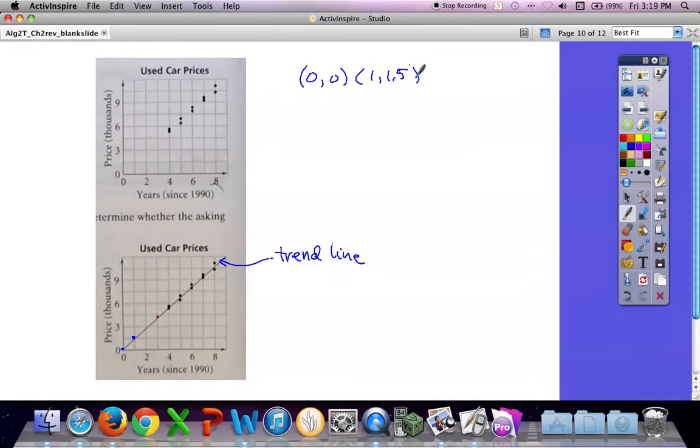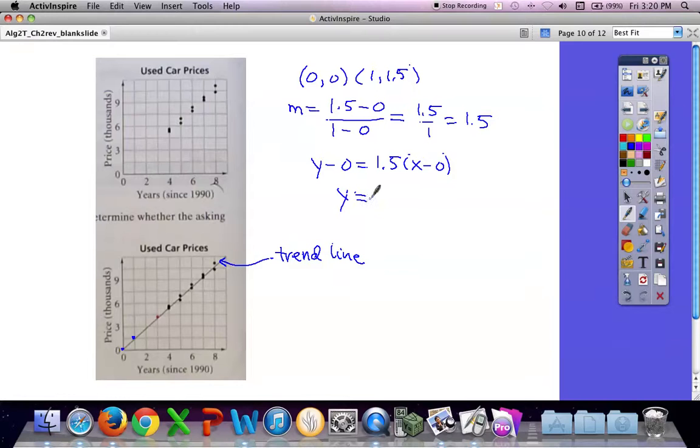So how do we make that into a line? First, calculate the slope, 1.5 minus 0 over 1 minus 0, which is 1.5 over 1, which is 1.5. Okay. Then we're going to plug into the point slope. y minus 0 equals 1.5 times x minus 0. And I chose 0, 0, but I could have chosen 1, 1.5 as our point. So y equals 1.5x.